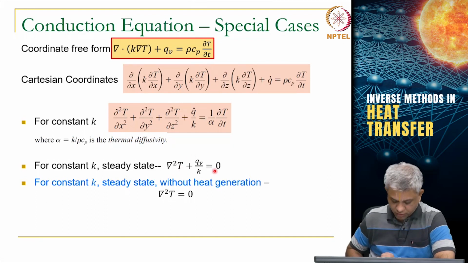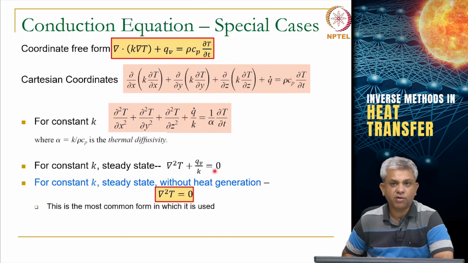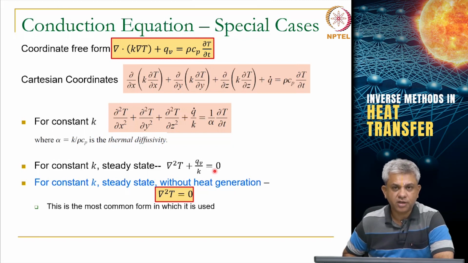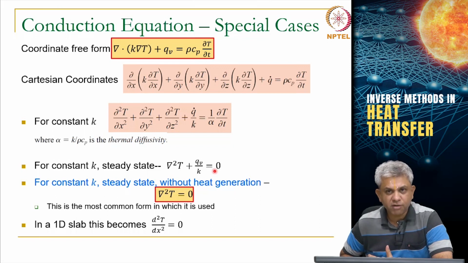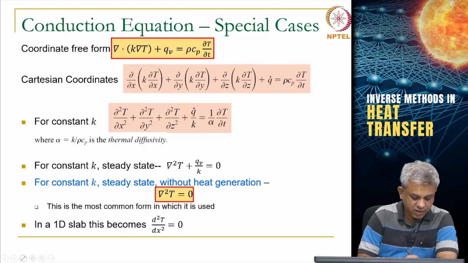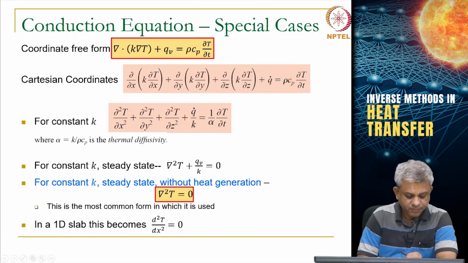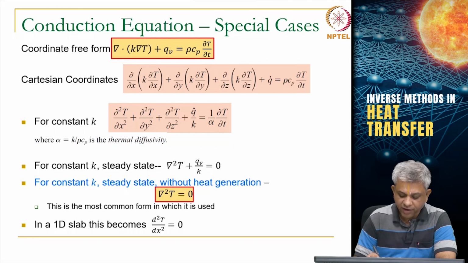This is the Laplace equation, and this is the most common form in which you will usually find the heat conduction equation. Now, even more commonly, like we usually do in a slab, you have a very simplified form. This is del square T by del x square plus del square T by del y square plus del square T by del z square equal to 0.